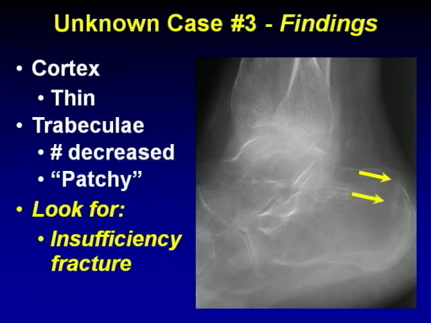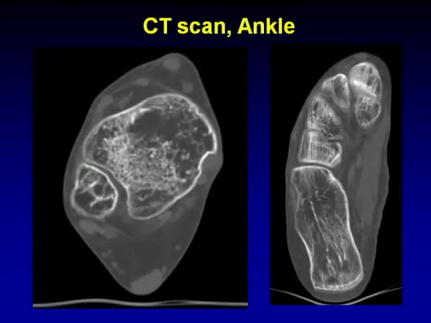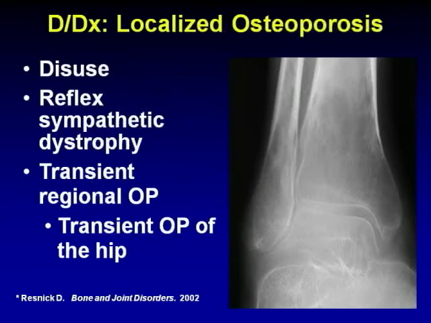That's one of our jobs as radiologists, not just in Louisville. Look for insufficiency fractures that may be subtle complications of osteoporosis. Of course, osteoporosis may, in some cases, look rather aggressive and permeative. The differential diagnosis of localized osteoporosis most commonly in actual clinical practice includes disuse, say after casting of a fracture. Reflex sympathetic dystrophy and transient regional osteoporosis are mentioned in the classic differential diagnoses as well.